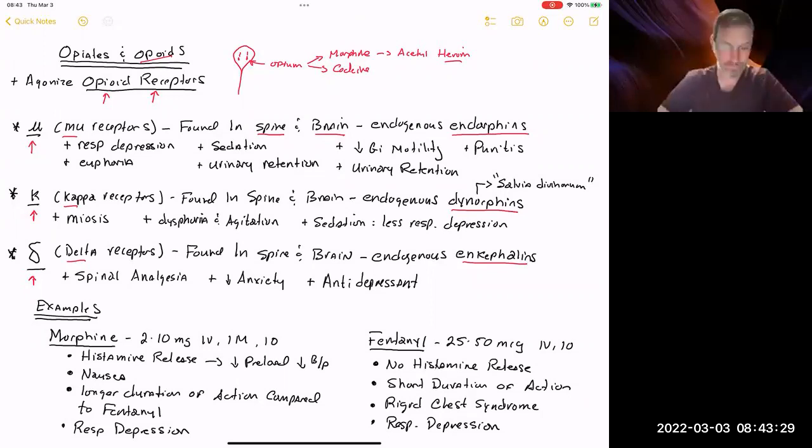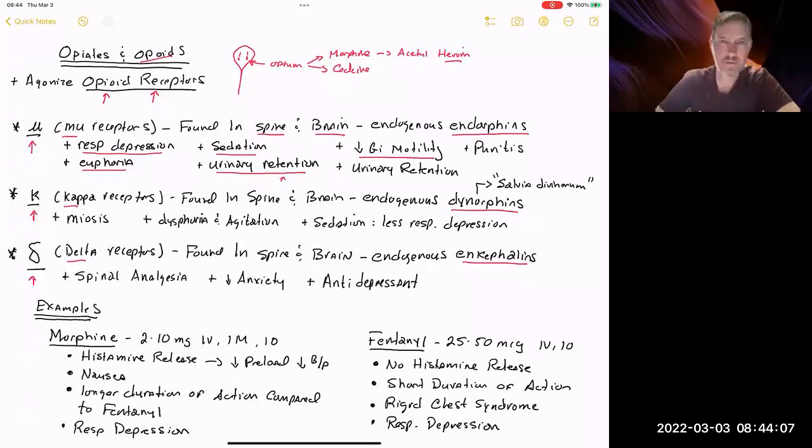So if you agonize mu receptors, okay, these are responsible for causing respiratory depression, so decreased rate and depth of respirations. These can cause euphoria. These can cause sedation, urinary retention. Urinary retention is sometimes a problem with people who take lots of opioids, and sometimes they even need catheters placed due to the urinary retention, and that is due to mu receptor agonism.